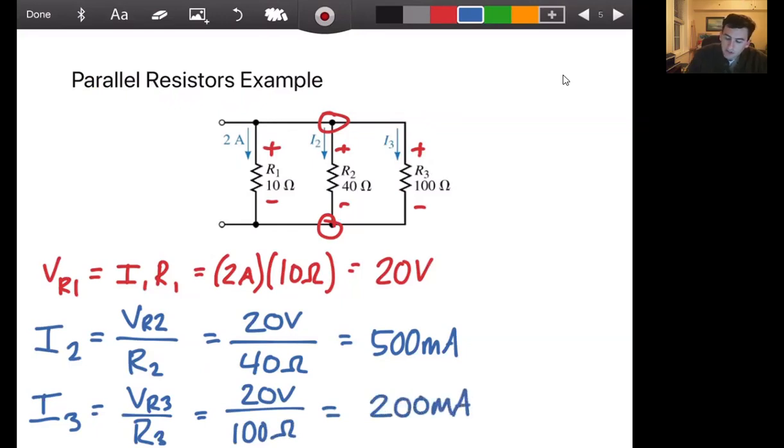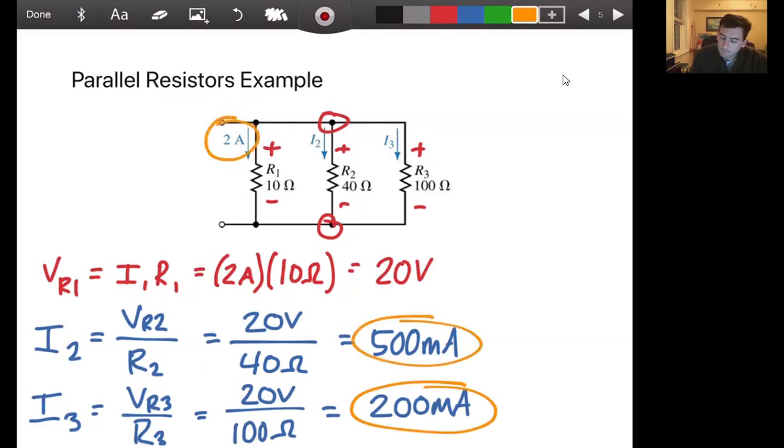Now this is a good dummy check for yourself as well. You note that 200 milliamps is quite a bit smaller than 500 and a lot smaller than 2 amps. And that makes sense because the highest resistance is going to correspond to the lowest current. The highest current corresponds to the lowest resistance. And of course, the middle corresponds to the middle. But all of them are going to have the same voltage drop across.